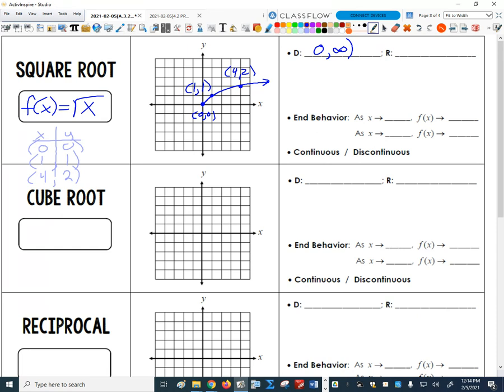What about with the 0? Do I have a bracket or parentheses? Bracket. There you go, because I include 0. Very good. Okay, what about the range? While you're at it here, you got the hang of this, Riley. So what about the range? Is there some stopping point with the range, the y values?